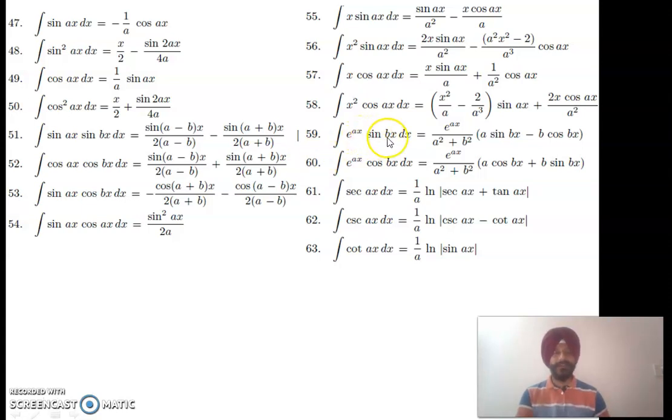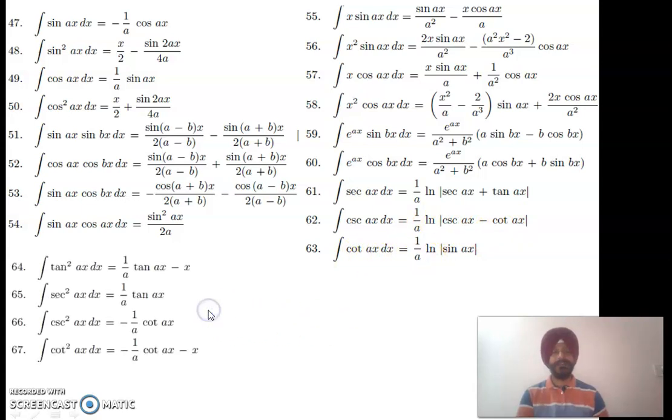The integral of e raised to the power ax into sin bx is equal to e raised to the power ax over a square plus b square, times (a sin bx minus b cos bx). Similarly, e raised to the power ax cos bx dx is equal to e raised to the power ax over a square plus b square, times (a cos bx plus b sin bx). Secant ax gives 1 by a log of secant ax plus tan ax, and cosecant ax gives 1 by a log of cosecant ax minus cot ax, and cot ax gives 1 by a log sin ax.